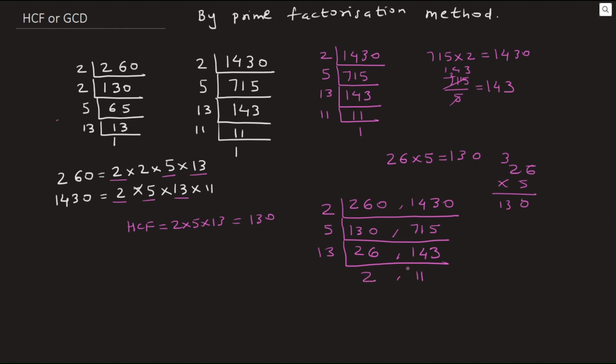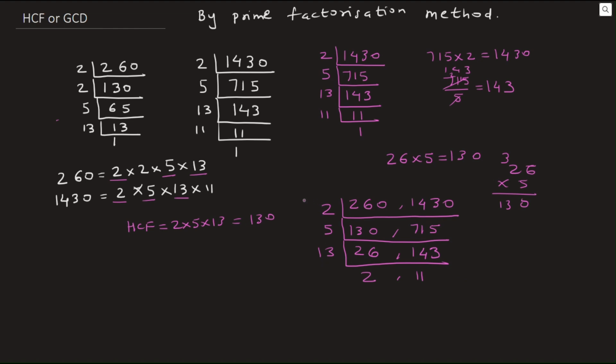2 times 13 equals 26. And there is no other prime factor which can go beyond this step. 2 is also a prime number, 11 is also a prime number. There is no other number which can divide these two. So this is the final step. I cannot go beyond this.